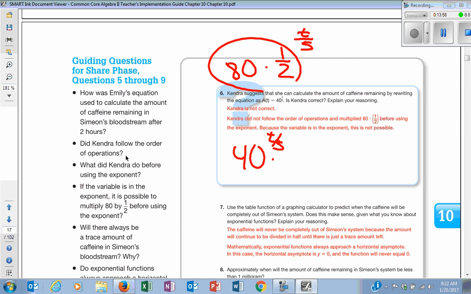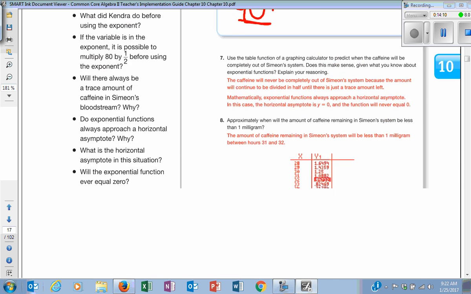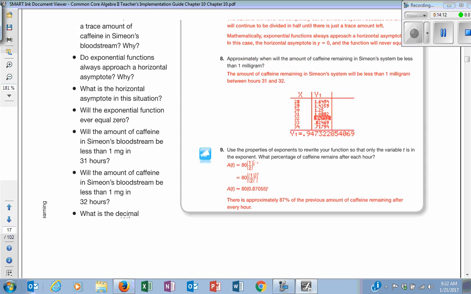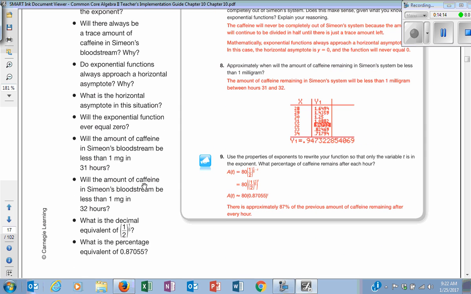You cannot do this because order of operations says no. You have to do exponents first, then do multiplication. And when she just combines those, she goes out of the order of operations, and that's not going to be good for you. So then they go through, they use a graphing calculator.